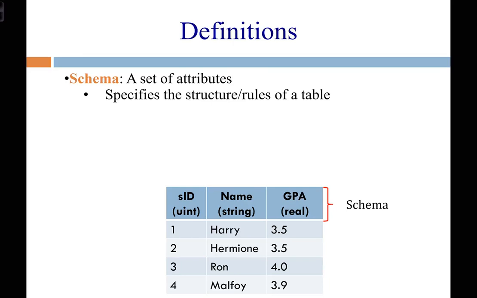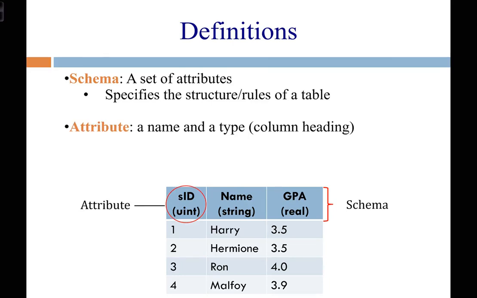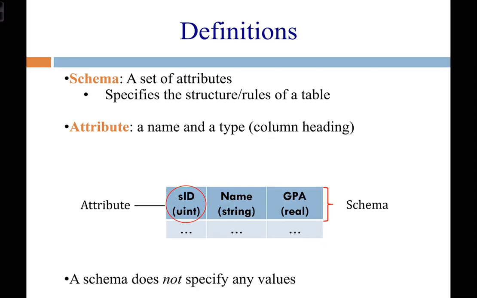So here's a table, or a relation. A relation is comprised of a schema. The schema is like the information about the information. It defines the structure: the name and type of every column in the table. An attribute is a single column header. So SID is a uint. That is one attribute. And then this is the schema.